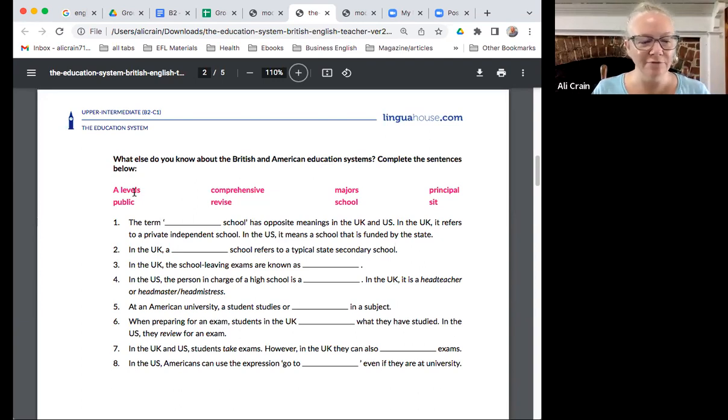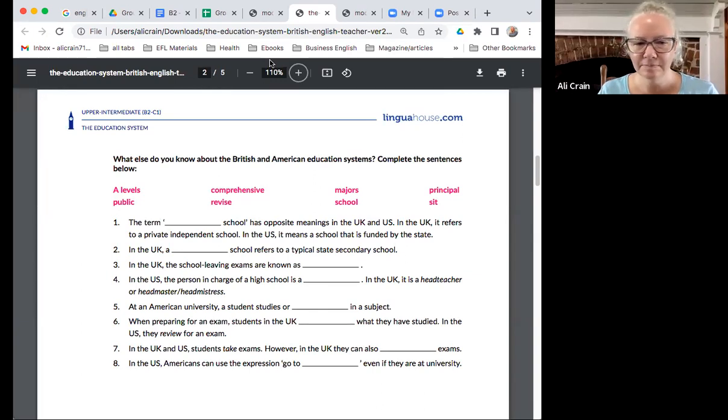So here is some other terminology that is used in talking about the education system. We have A levels, comprehensive, majors, principal, public, revise, school, and sit. Okay. Katya, I'll start with you with reading number 1. See if you know. If you don't know, it's fine. I've got the answer, so I can help put them in.